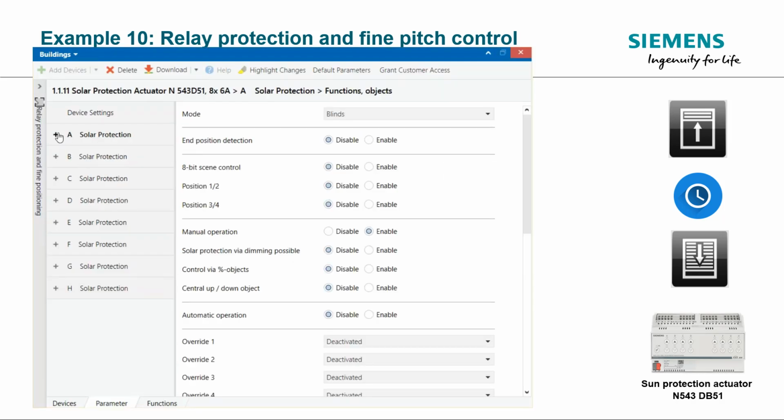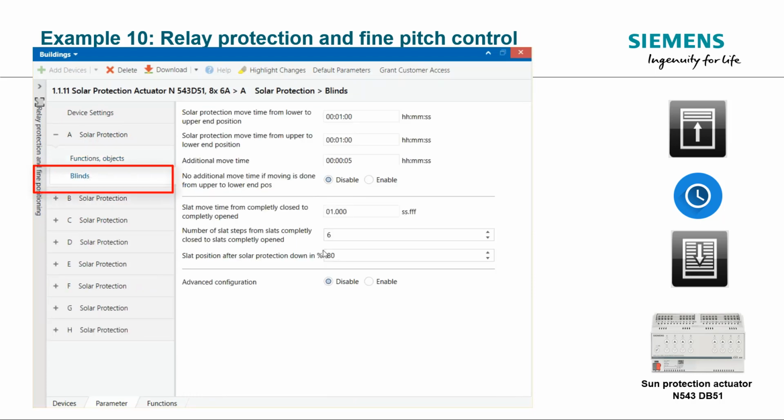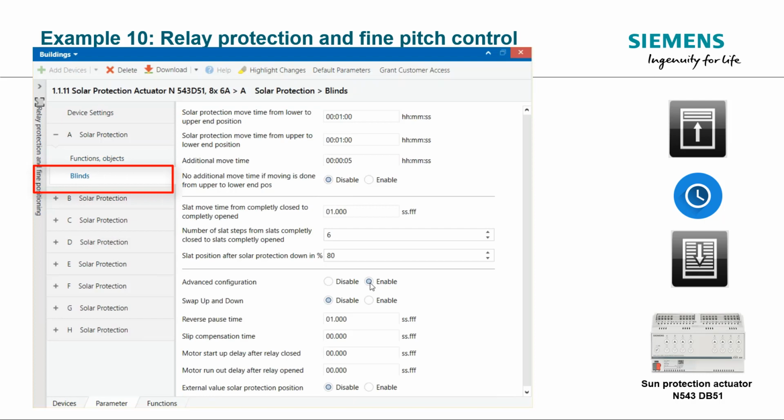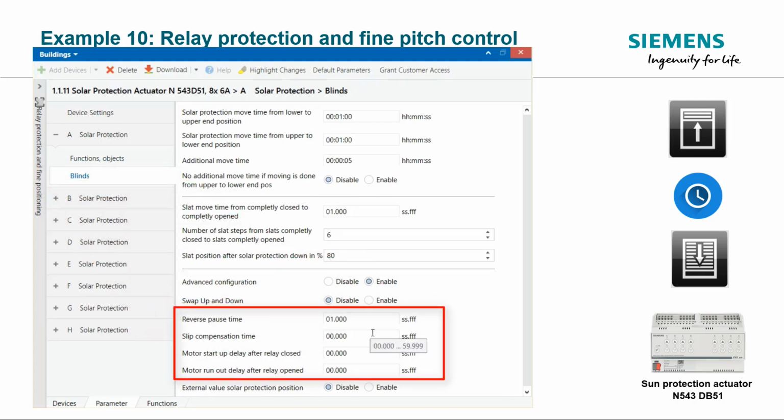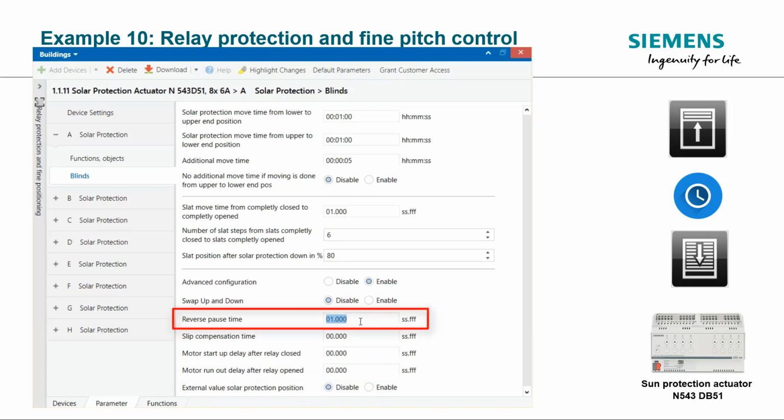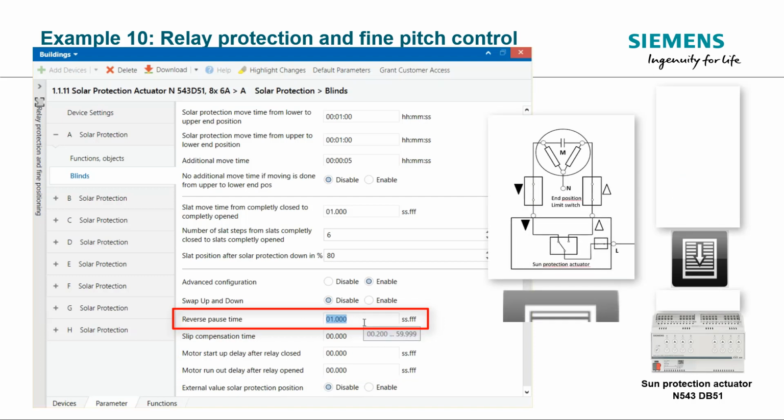Let's go to the actuator parameters. The extended configuration can be found on the blinds page. If you release it, you will see 4 timers. The first one, the reverse pause time, defines the waiting time if the motor is to reverse out of motion. The default value is 1 second.